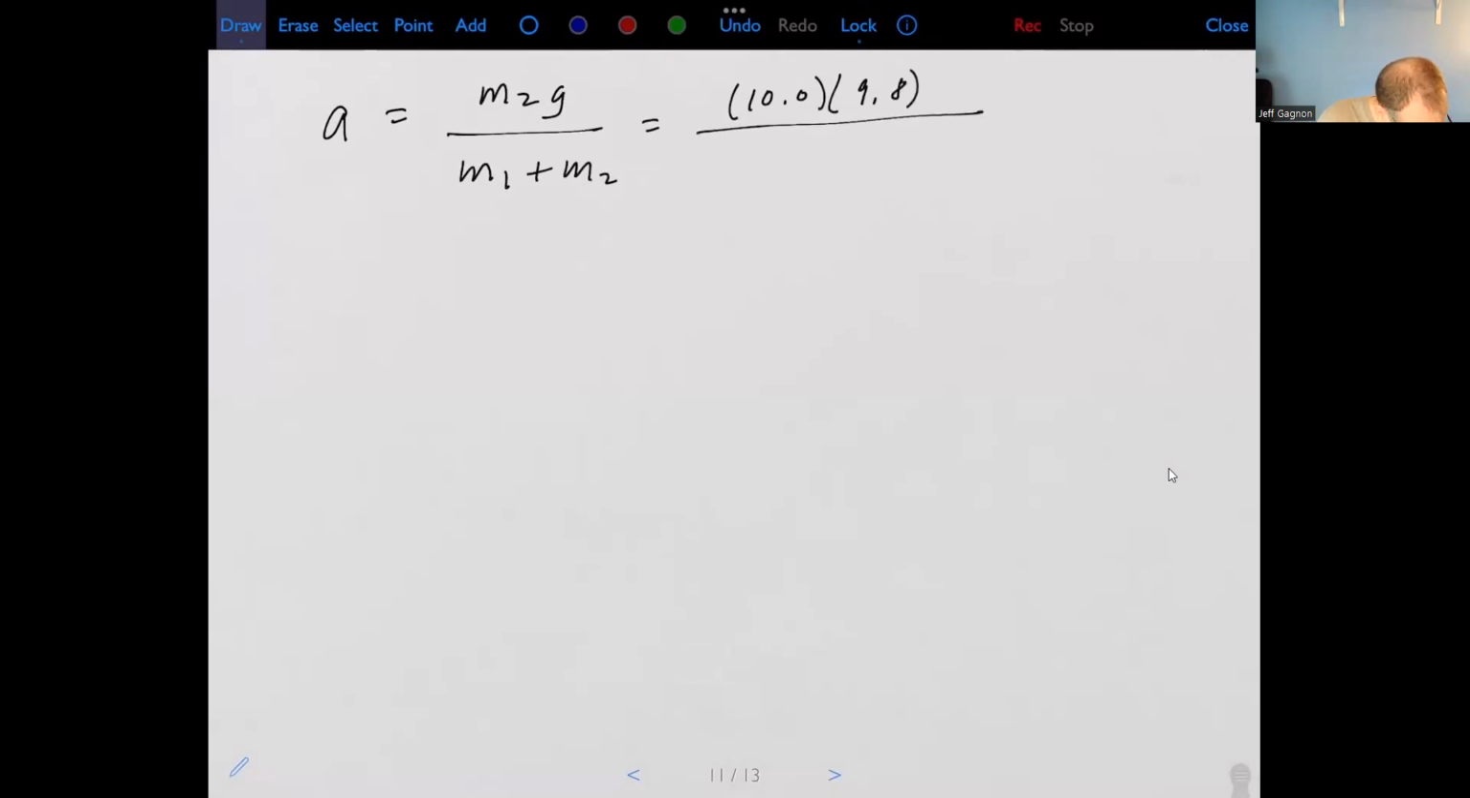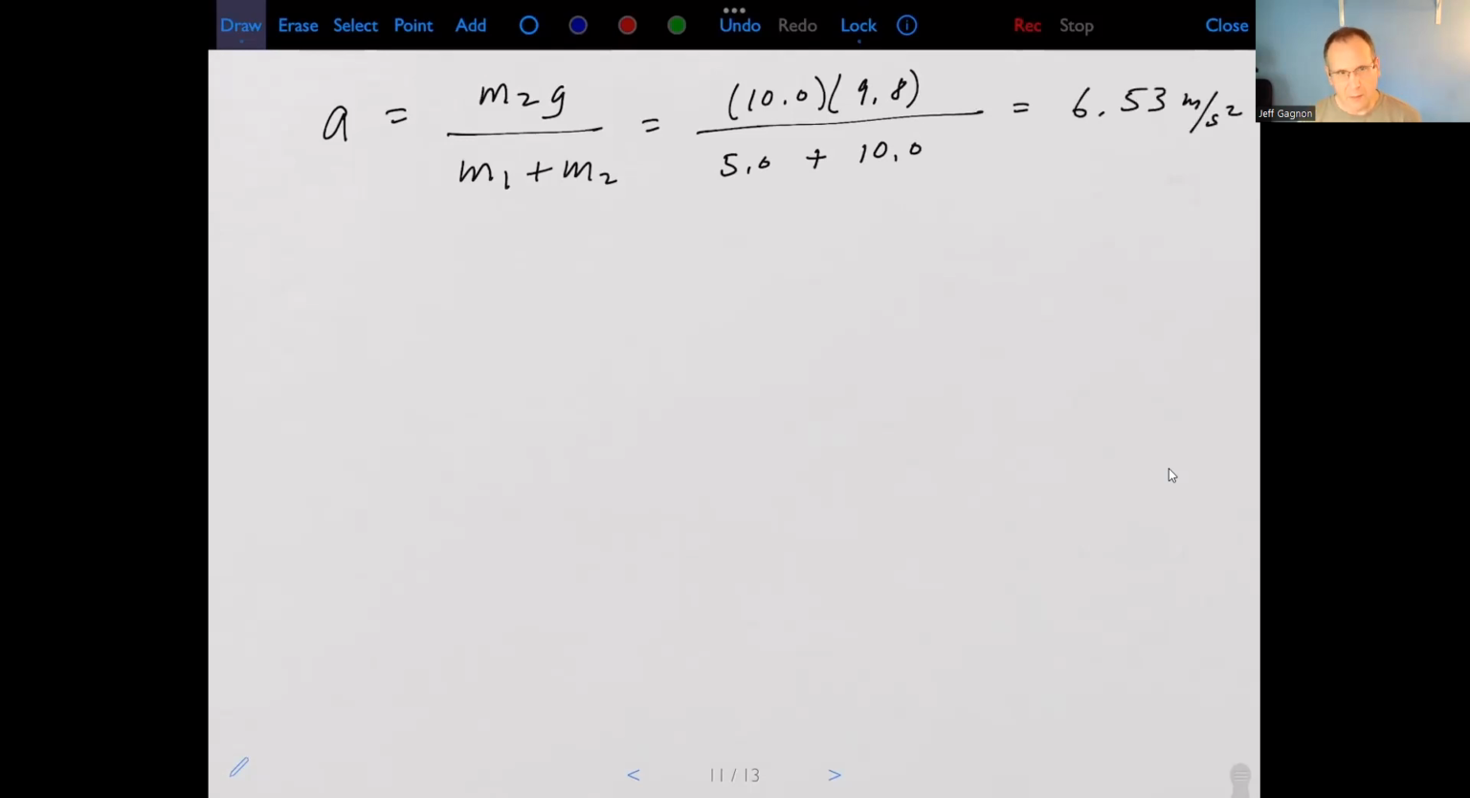Okay, so that will be the acceleration. I'll write it here again. It's going to be m2g divided by m1 plus m2. So now I can plug in. I know m2 is 10. I know g is 9.8. m1 was 5, plus m2, which is 10. And if you work this out, this is going to be 6.53 meters per second squared.